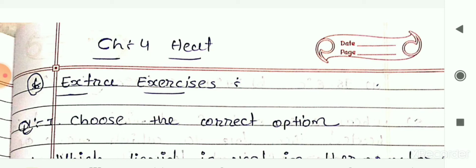So before starting some extra exercise, let me recall what we had learned from this chapter. We had seen that the degree of hotness or coldness of any object is called its temperature. And we can say an object is hot or cold by its temperature. Then we had seen that the temperature of a substance can be increased on giving heat to that substance, and it can be decreased by absorbing heat from that substance.